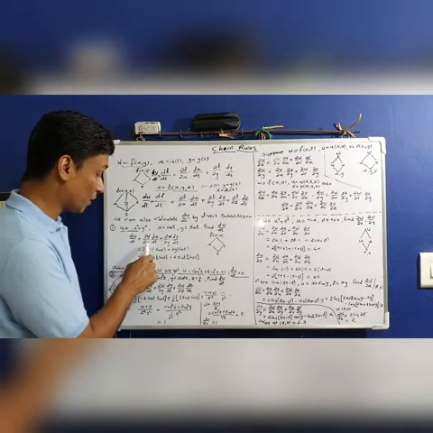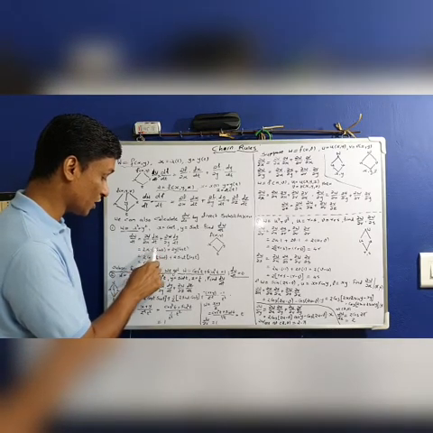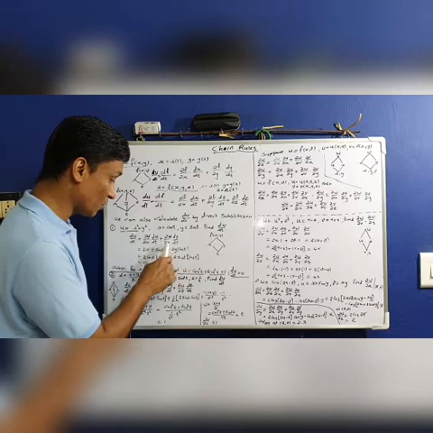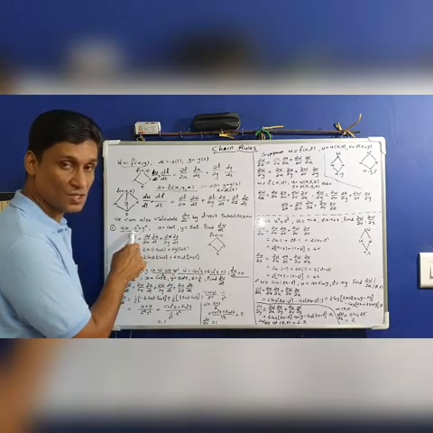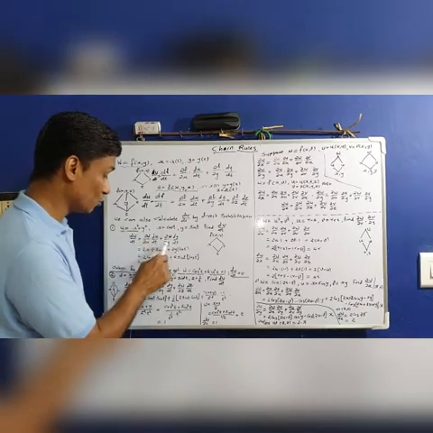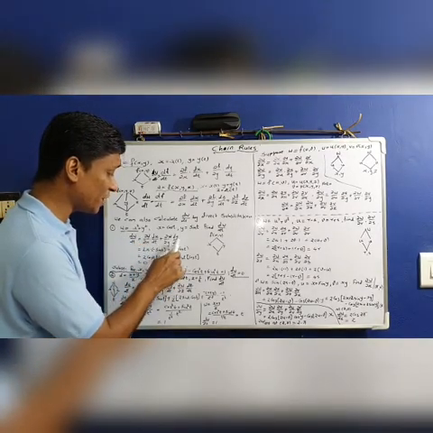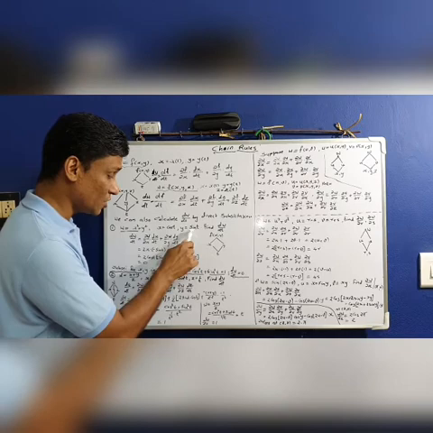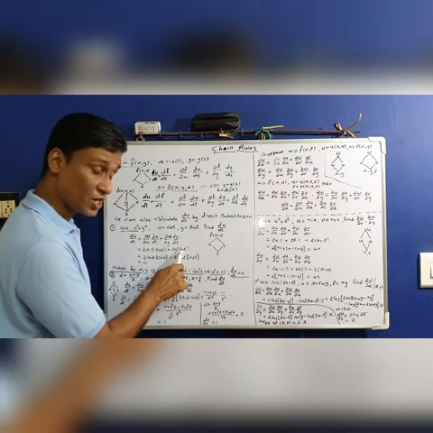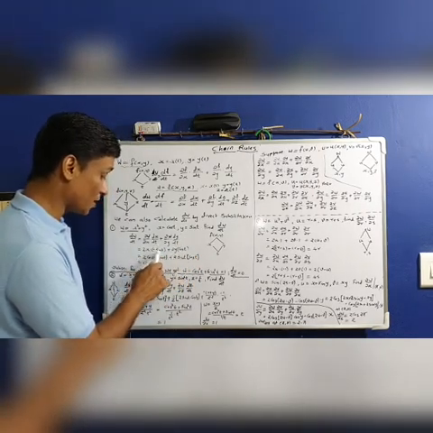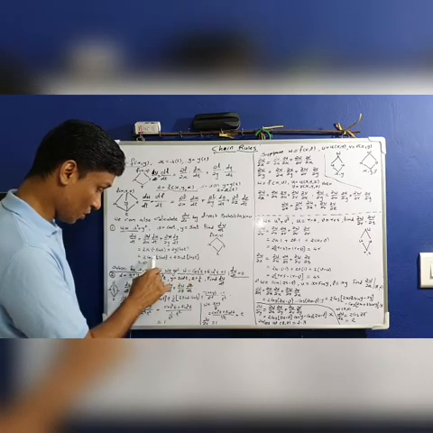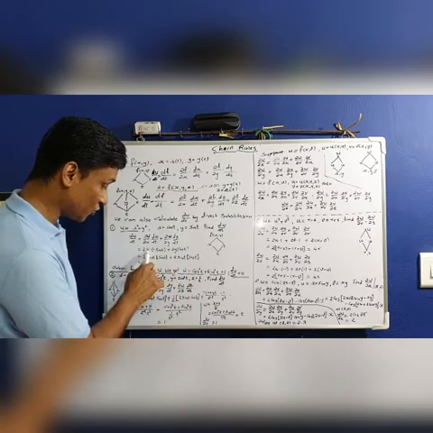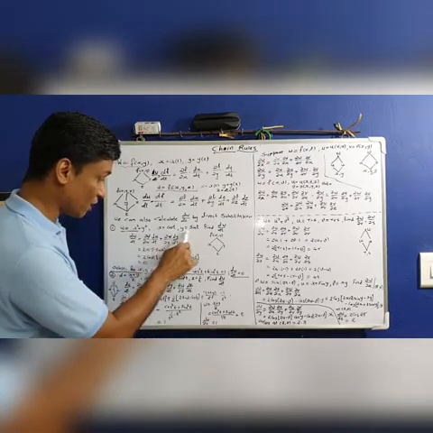So ∂w/∂x into dx/dt means 2x into minus sin t, plus ∂w/∂y. ∂w/∂y is 2y because x is a constant. ∂w/∂y is equal to 2y into dy/dt. y is sin t, so dy/dt is cos t. So 2x into minus sin t plus 2y into cos t. Or, you can substitute for x: x is cos t, y is sin t.